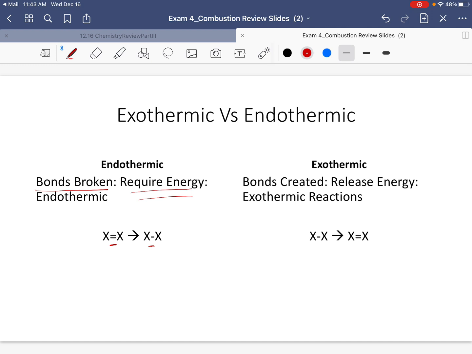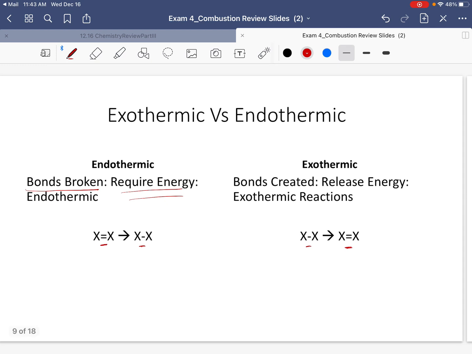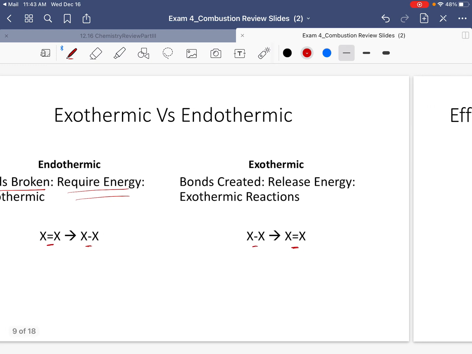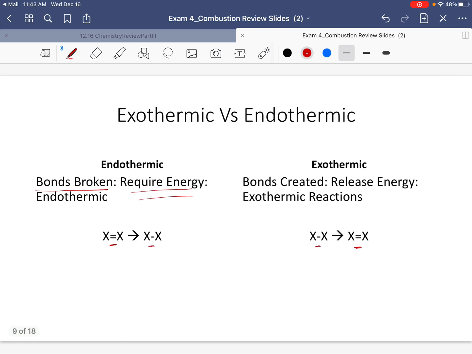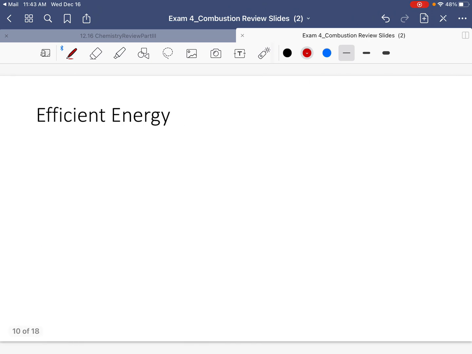Exothermic, when bonds are created, you release energy. I know most people get it confused, but when bonds are created, you have to release energy. So you're going from a single bond to a double bond. That's an exothermic process. So again, when you break bonds, you need energy for that to happen, so that's endothermic. Again, you can look over the slide. But just remember, endothermic is bonds are broken, you require energy, so from a double bond to a single bond. And exothermic is when you create bonds, so from a single bond to a double bond.